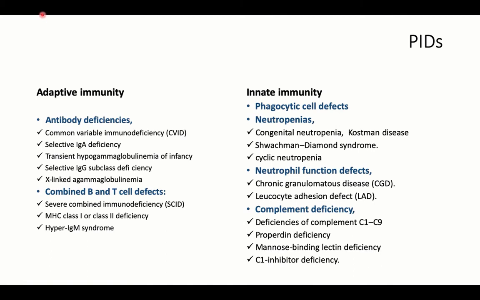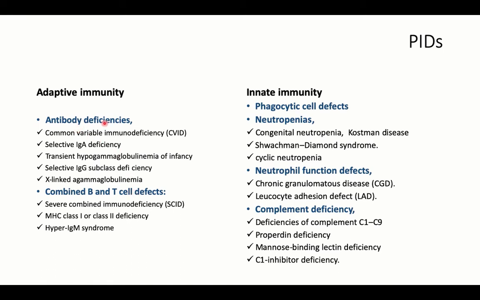Now let's classify and enumerate the disorders that are listed under the title PID, or primary immune deficiency. These disorders can be in adaptive immunity or in innate immunity. In adaptive immunity, these include more commonly the antibody deficiencies or combined B and T cell defects.